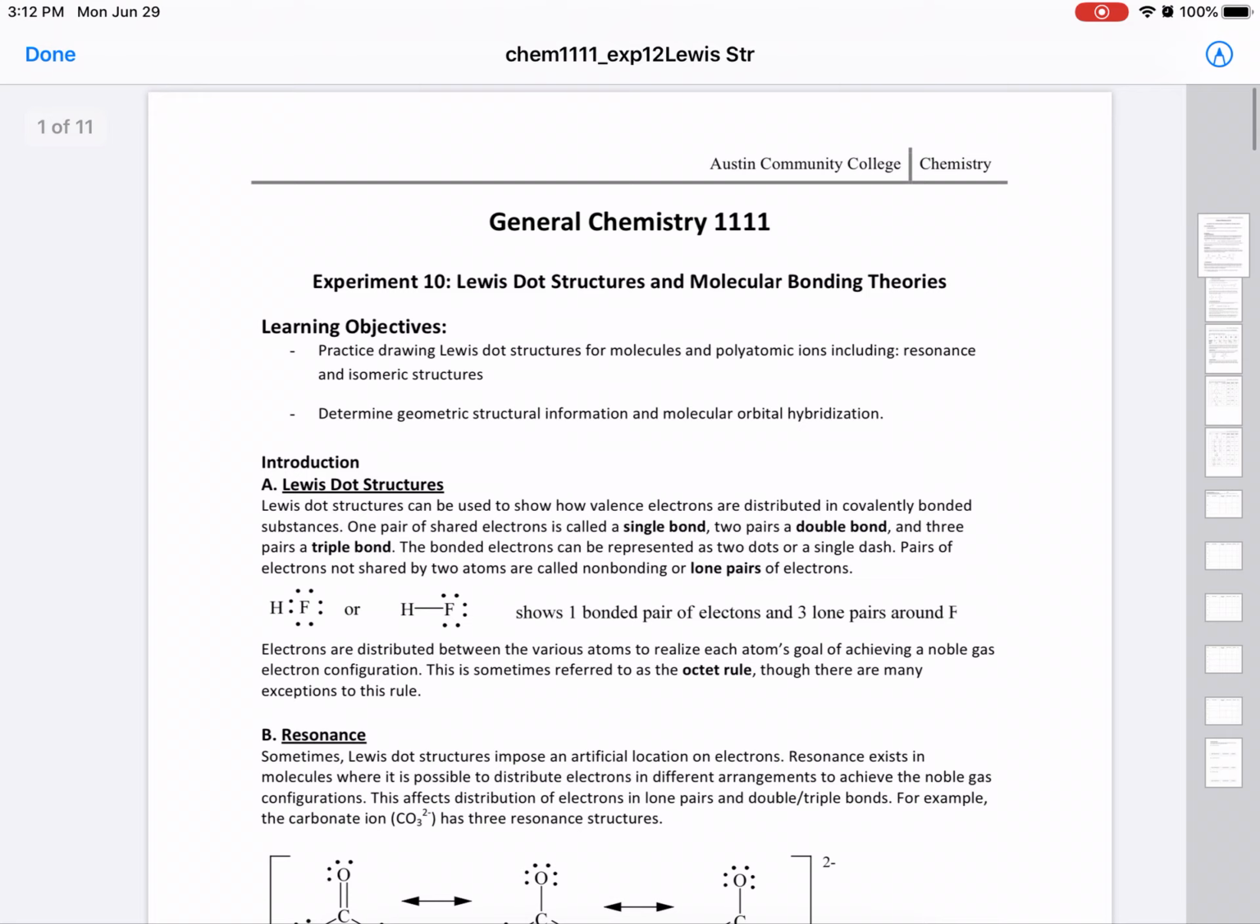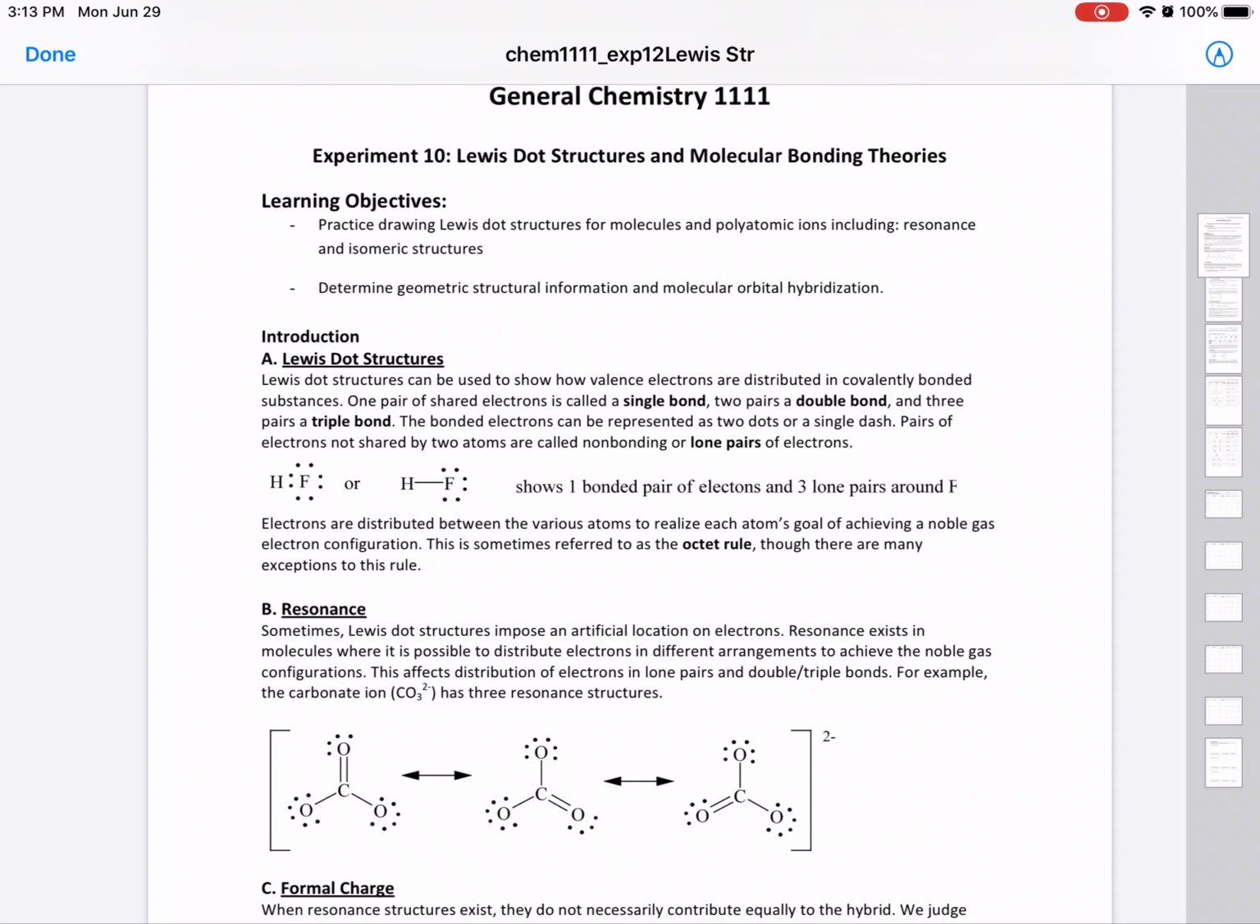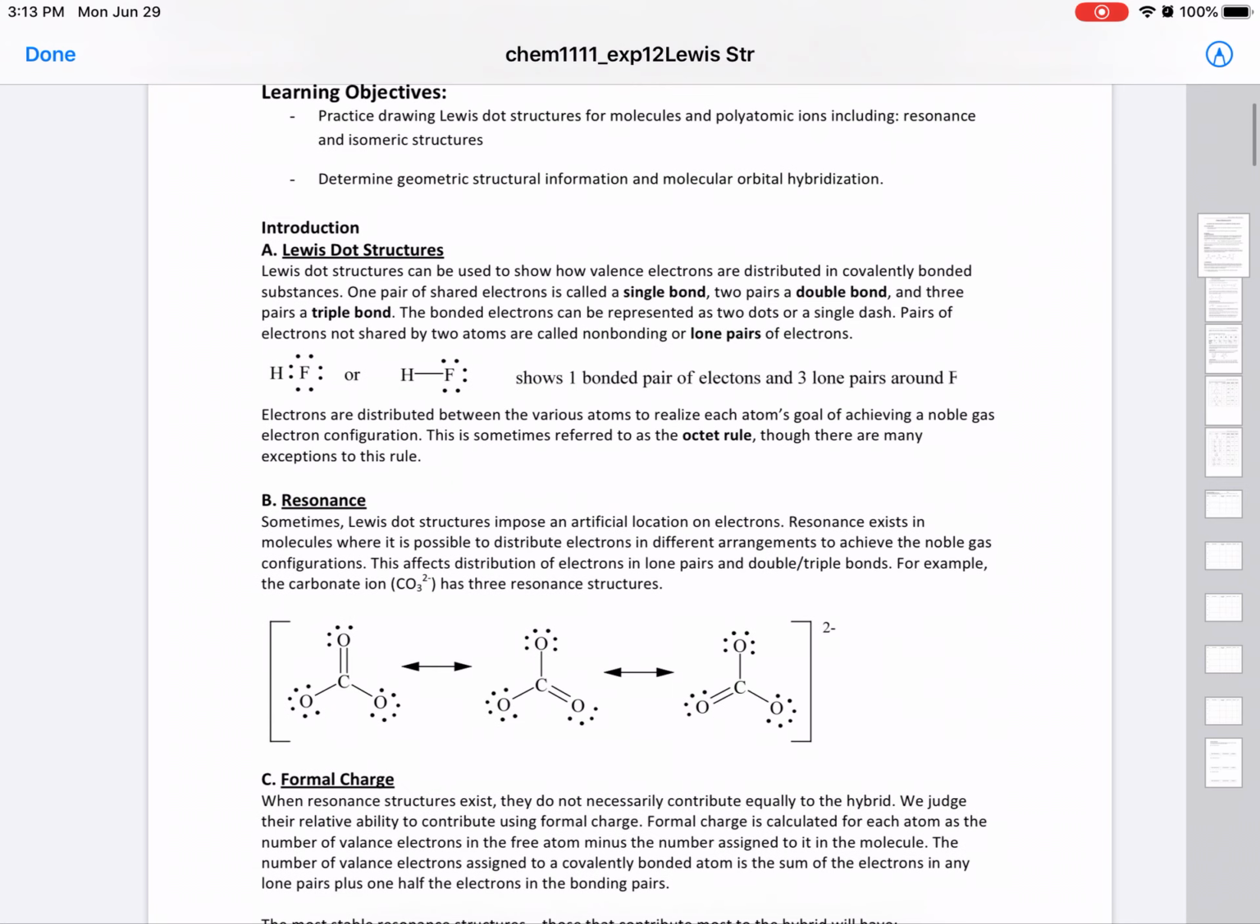Hi everyone, here's your last experiment, which is experiment 12, Lewis dot structure and molecular bonding theories. In this handout we're going to learn how to draw Lewis structures, even though you know how to draw them because we have a homework assignment if you were in the lecture with me, so you may have done that already. Also in the lecture we covered how to draw the Lewis structures, but here you have a handout where you can practice drawing Lewis structures.